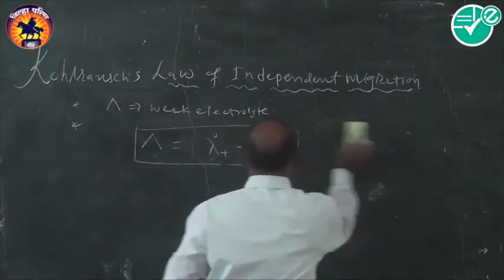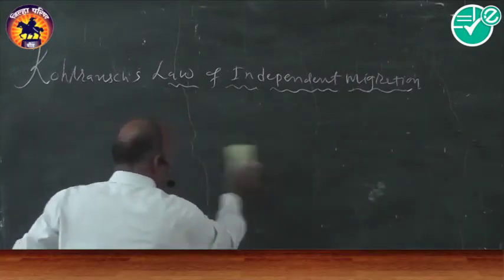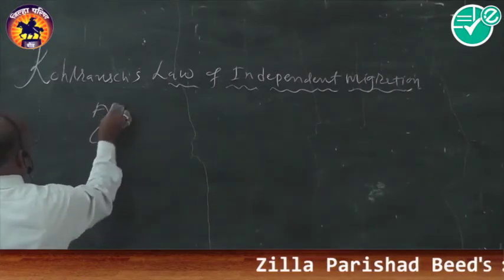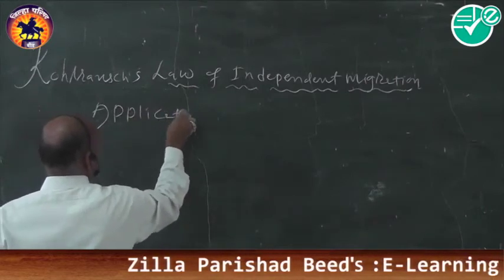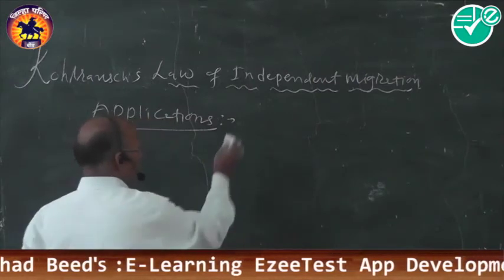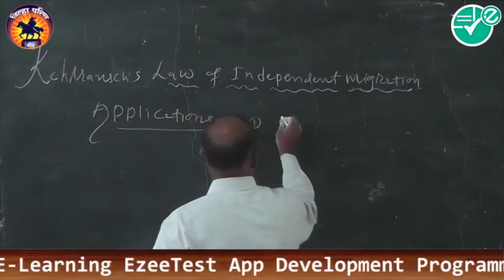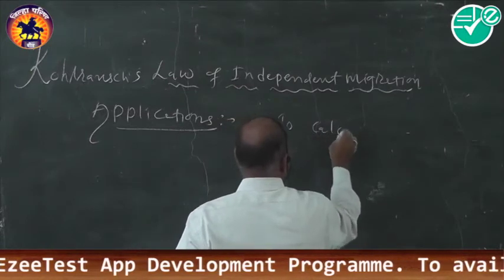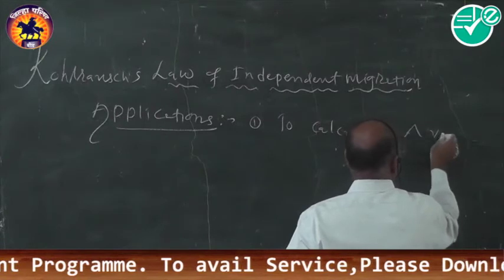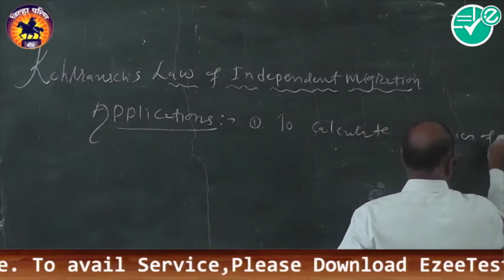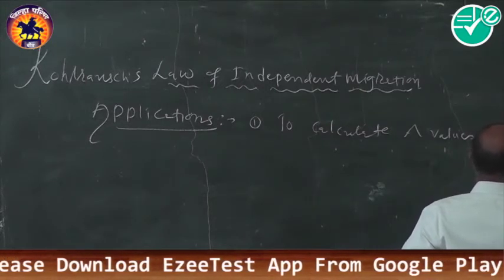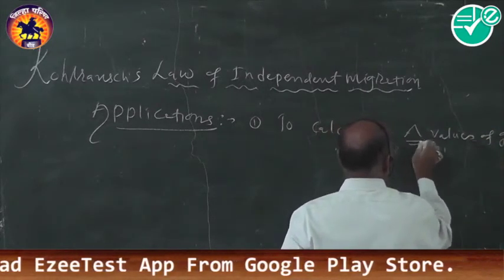After this, how do we find its applications? Applications of Kohlrausch's law. At first, to calculate the lambda values, the molar conductivity, of a given electrolyte.